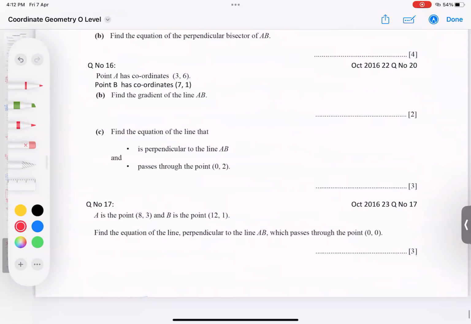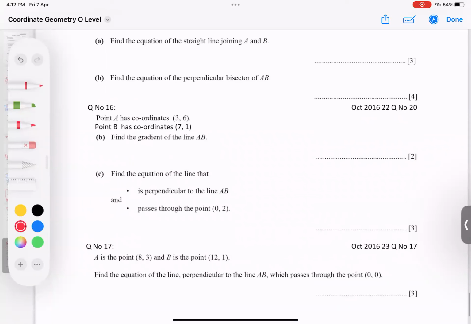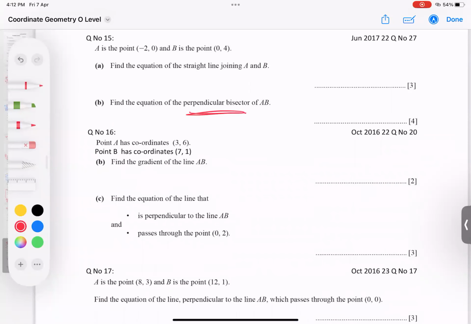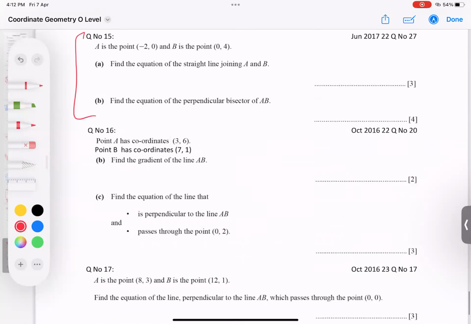Okay, and then I think this is already given homework. I think this is a perpendicular bisector. Wait a minute, let me check. This is a perpendicular bisector concept. So question number 15 you can try. Very important question. 15 and 16 try. Okay, even 17 you can try as well. So these 3 questions and the previous one you can try as homework. I hope you learned a lot. Alhamdulillah.